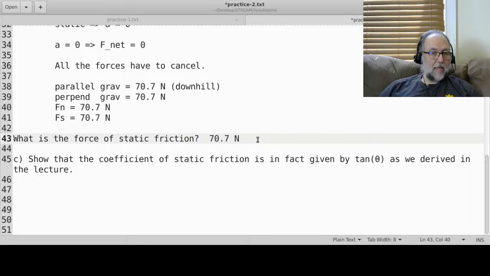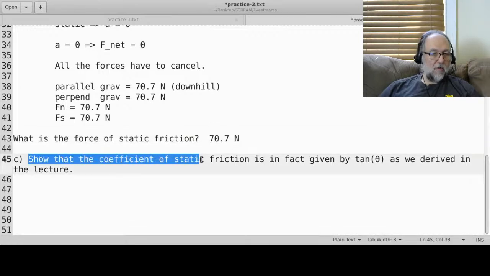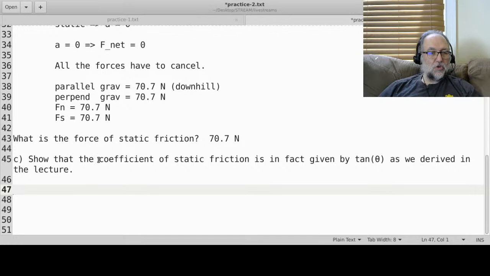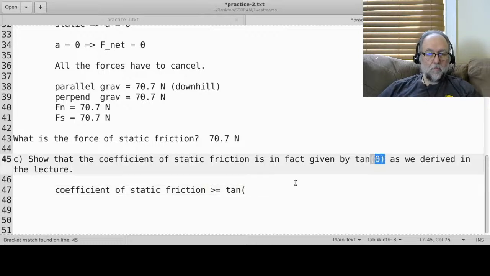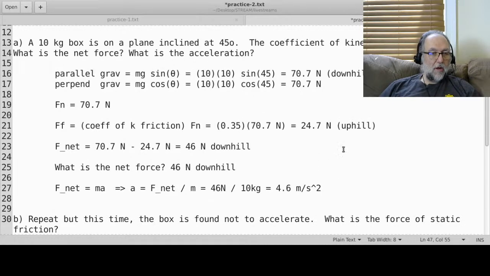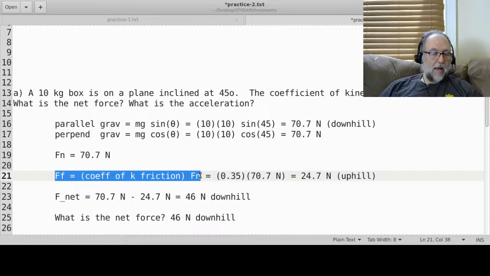Okay, and now what? Well, the next thing was to show that the coefficient of static friction is actually given by tangent of theta. If you go back to the pre-recorded lectures, I actually proved that for inclined planes. It's not exactly given by, so that's poor wording. What it actually turns out is that the coefficient of static friction is greater than or equal to the tangent of theta, like that. Okay, so this is another big difference, which usually causes confusion. Whereas up here, when we calculated the force of friction, it was an equality.